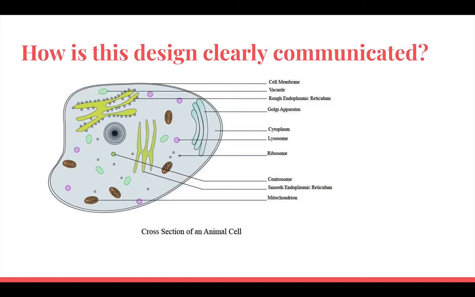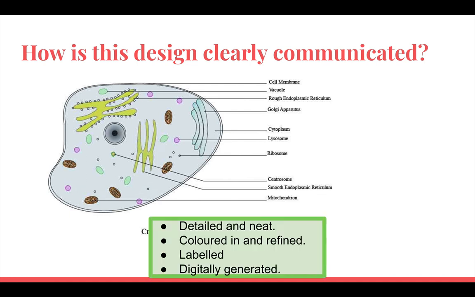This is a very different type of design. This is a digitally designed cross-section of an animal cell. However, it has all the same principles. So it is detailed and neat. Just like the pencil drawing, it is neat and easily identifiable of all the different components. It is labelled, so all the different components are able to be seen, and it's coloured in and refined. So initial designs don't necessarily have to be black and white. They can be in colour, but it also means that you are able to see things really, really clearly.